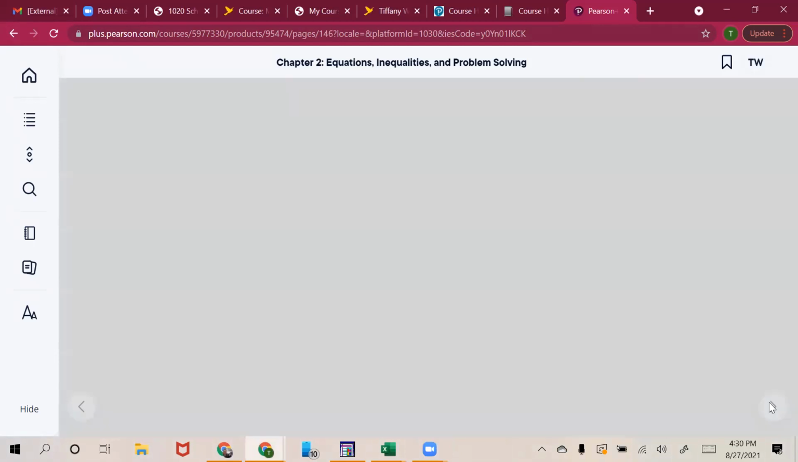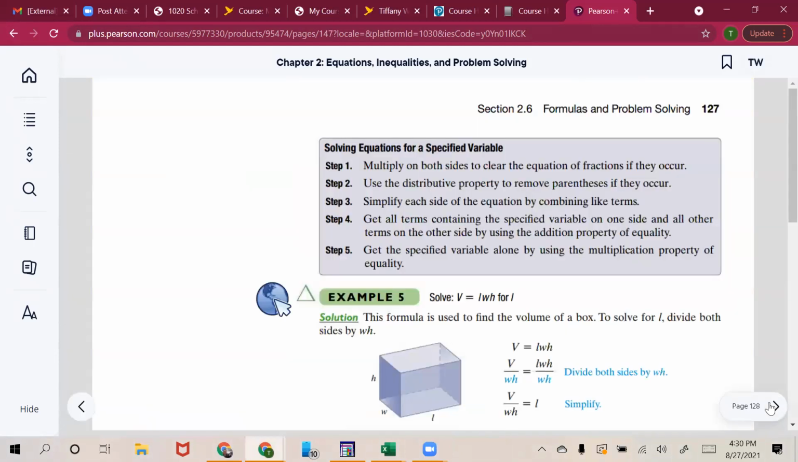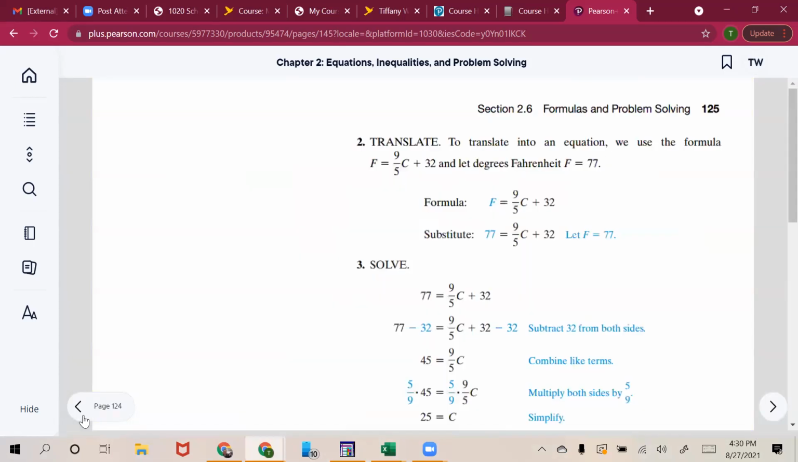Oh, guys, there was a box I forgot to mention. If you're confused about how to solve formulas, this box on page 127 is great. It's very similar to the box we had two sections ago, where it told us how to solve for an equation. It's the same idea. All right, keep rolling.